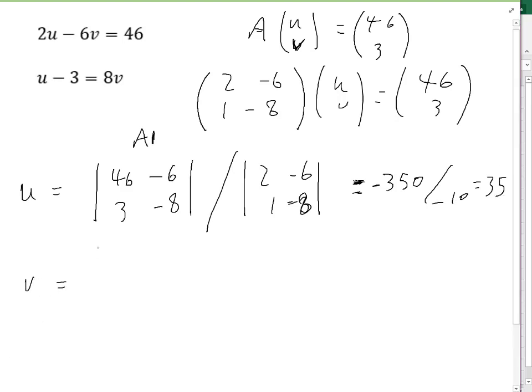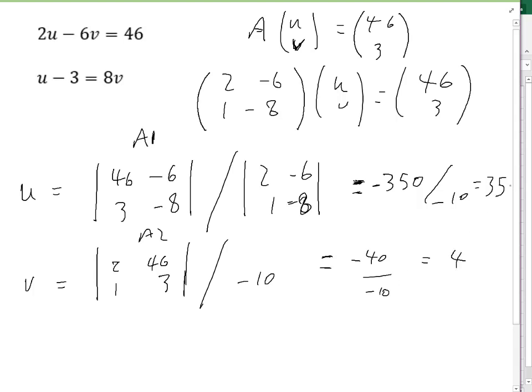And for v, it's matrix A2, which is 2, 1, 2, 1, then replace this with 46, 3, divided by the same thing, negative 10 again, the same determinant here. So we find this time, it's going to be 6. 6 minus 46 is going to be minus 40. So minus 40 over negative 10 is going to be plus 4. So I'm looking at 35 and 4 as my candidates.